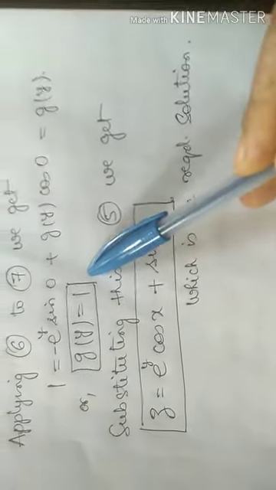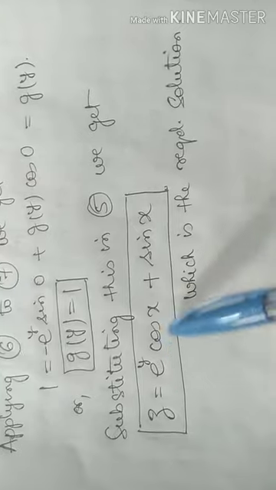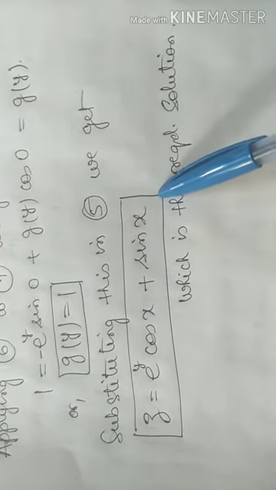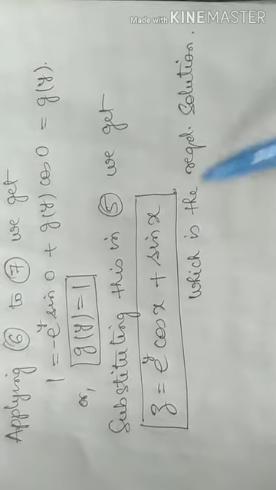Now substituting g(y) in 5, we get z equal to e^y cos x plus sin x. Both the arbitrary functions are eliminated. We have got the required solution.